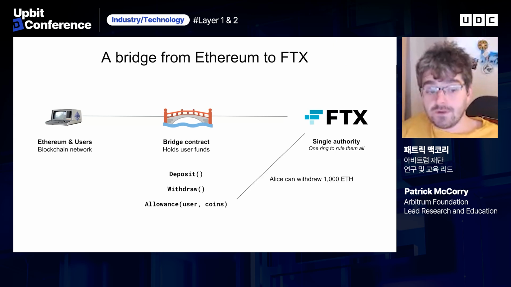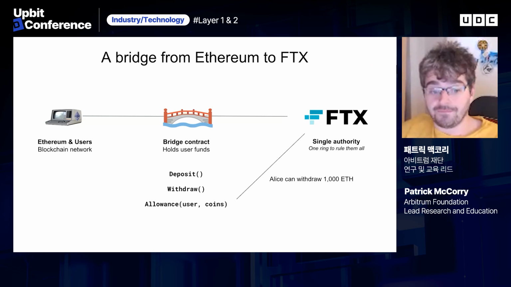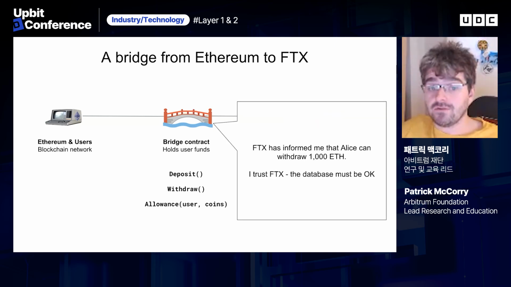In practice, what would happen is that FTX would sign a message that basically attests to the fact that Alice can withdraw her 1,000 ETH. That would be sent to the smart contract. The smart contract holds all of the user's assets, all the assets locked in FTX. It will receive a message from FTX to say, bridge, you may give Alice 1,000 ETH.